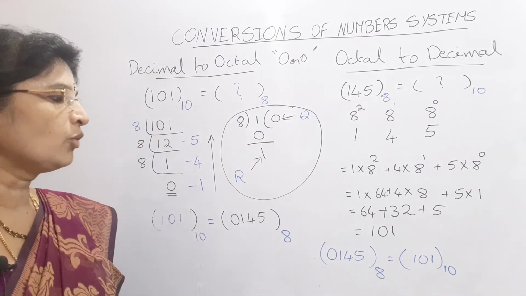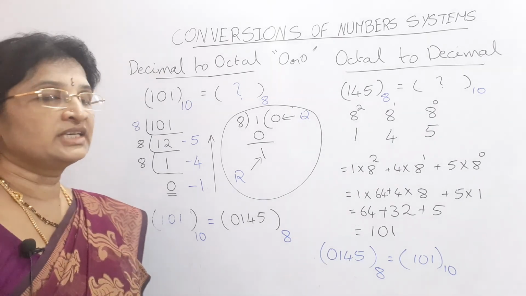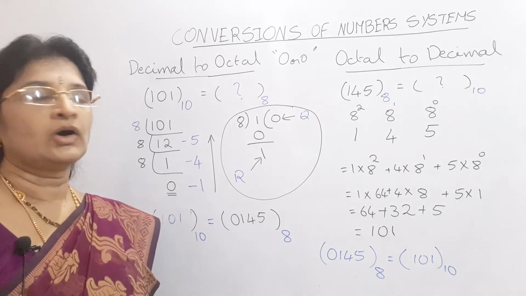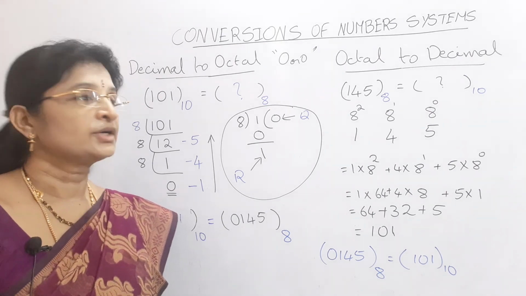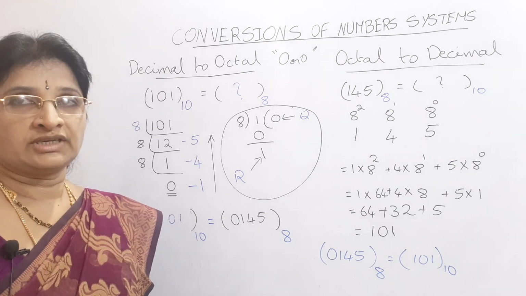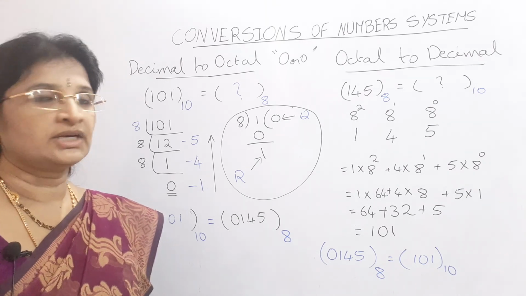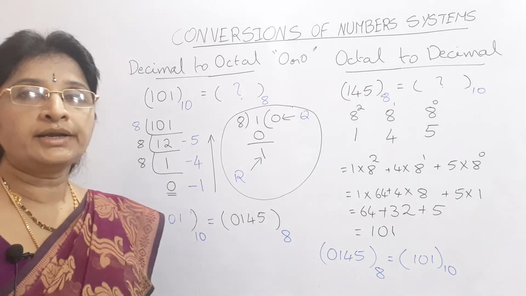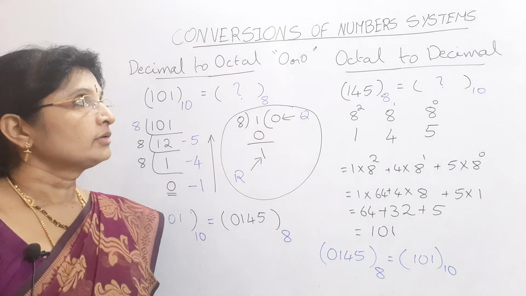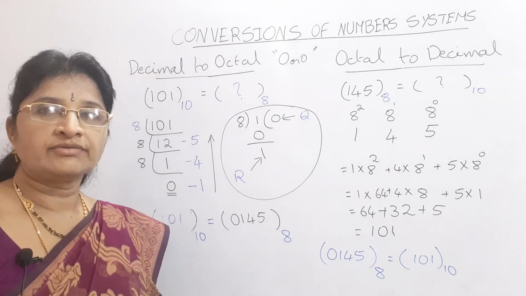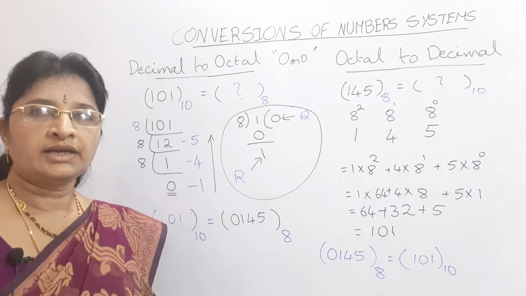So this is how we can convert from decimal to octal and octal to decimal. In this class we have discussed two different conversions of number systems, that is decimal to octal and octal to decimal. This is how we can do conversions between the number systems.